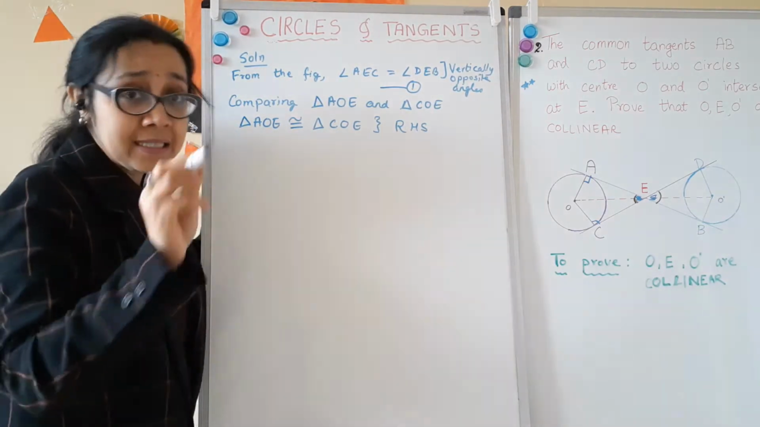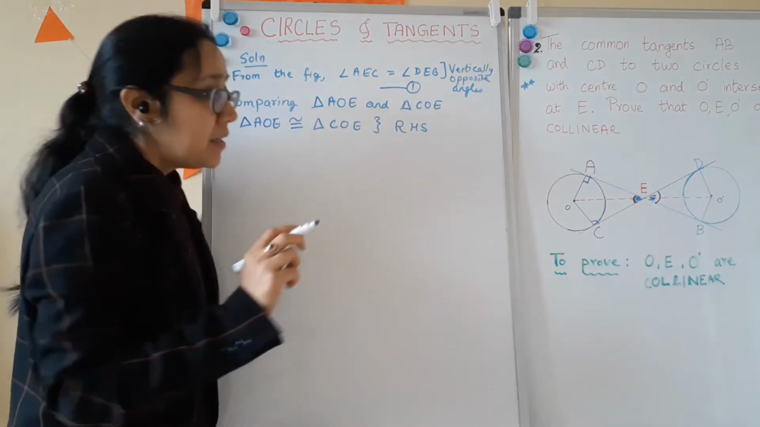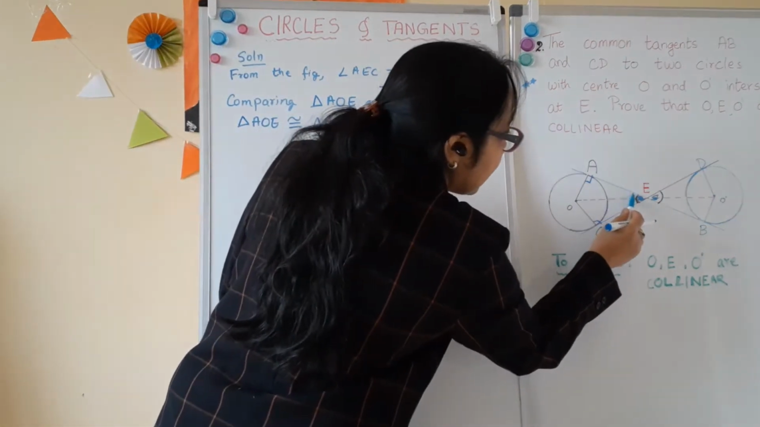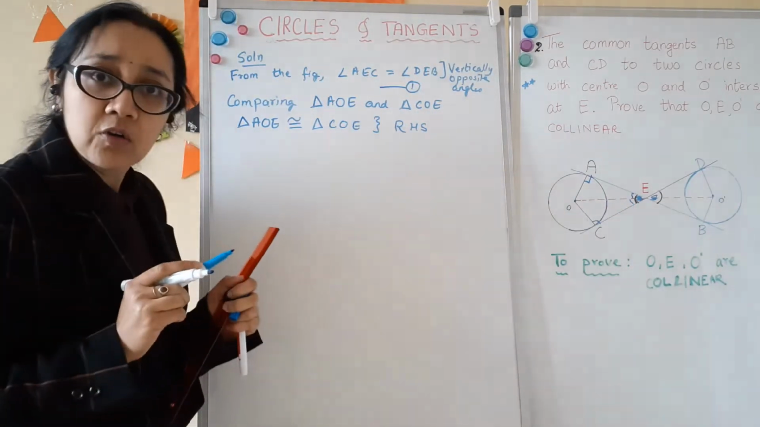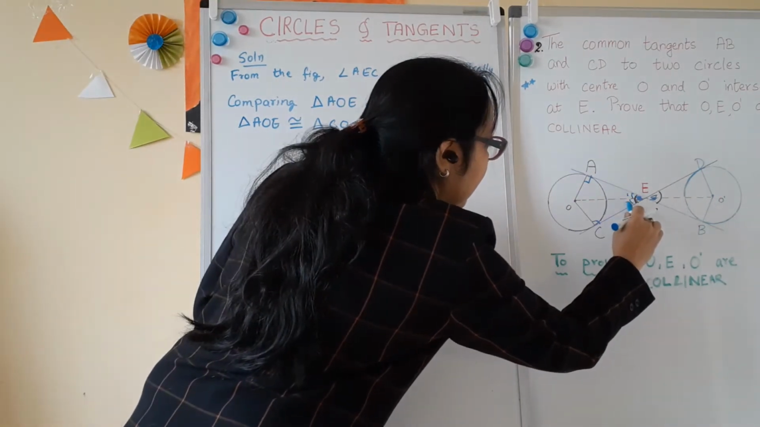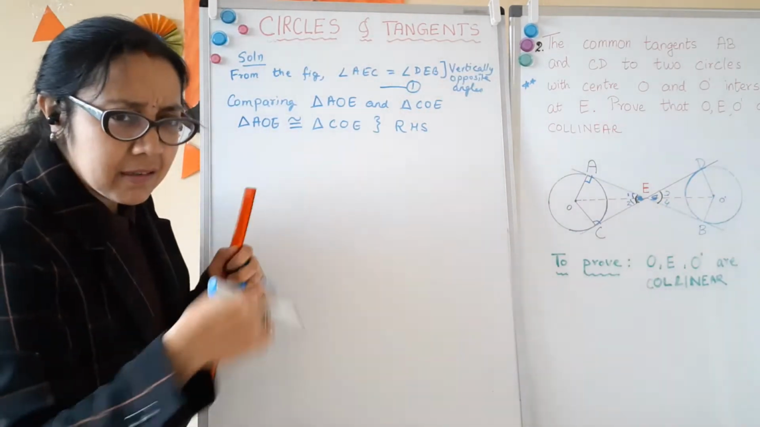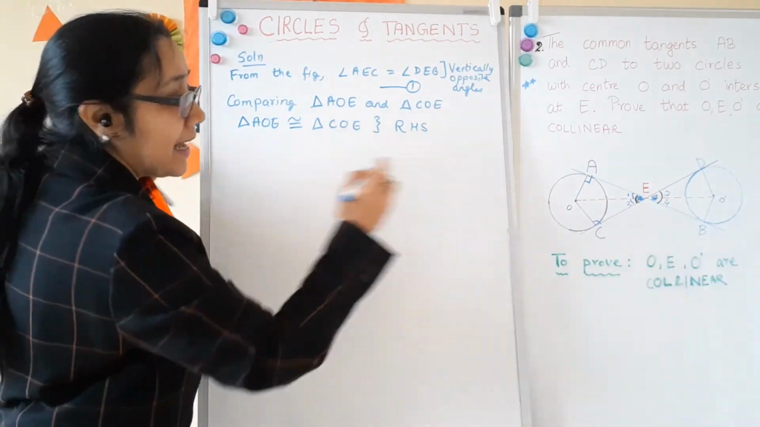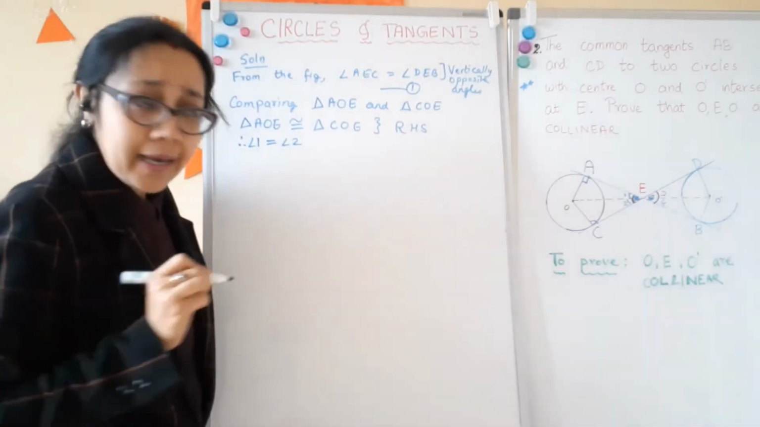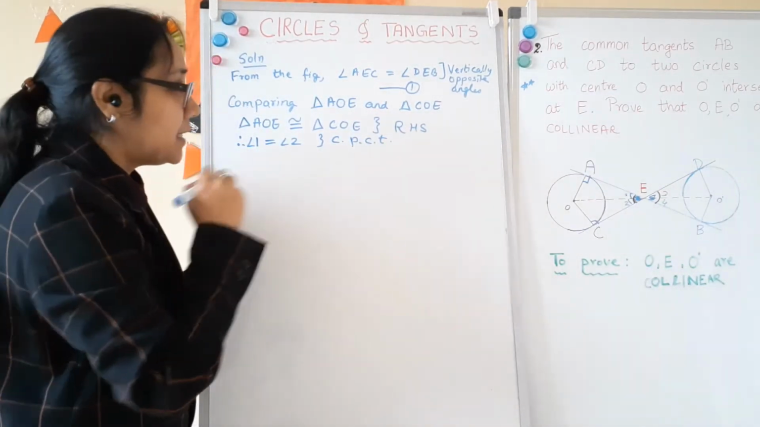Correct? Now since they are congruent, all the corresponding parts of congruent triangles will be equal. If you check these two angles, this angle and this angle are parts of the congruent triangles. Hence, let's name them angle 1 and angle 2, and angle 3 and angle 4 for our writing purpose. So angle 1 is equal to angle 2, right? Why? We can write here CPCT. Correct? So this is done.